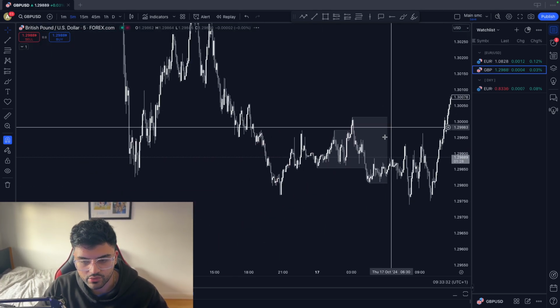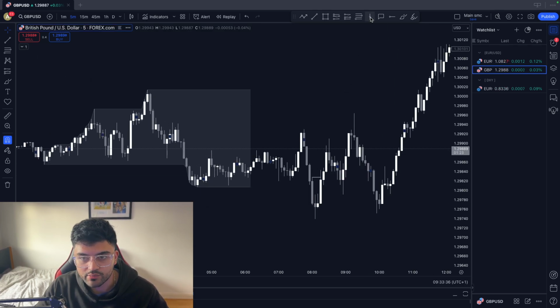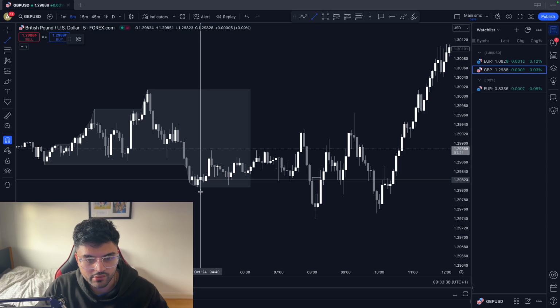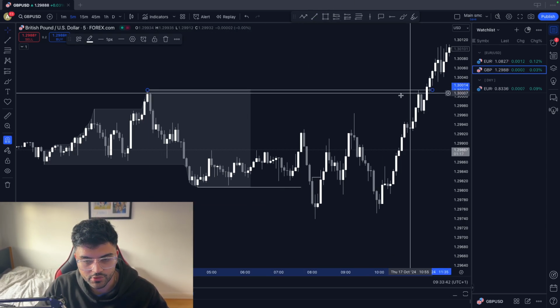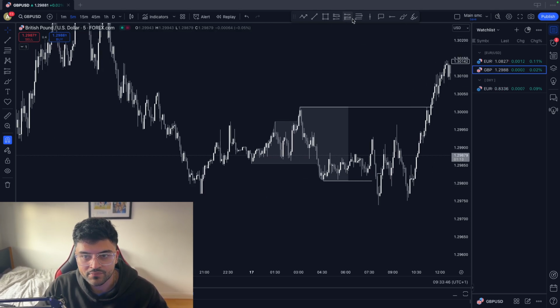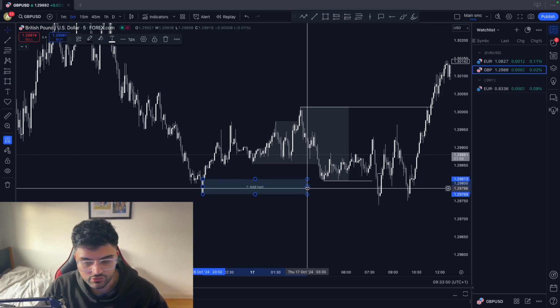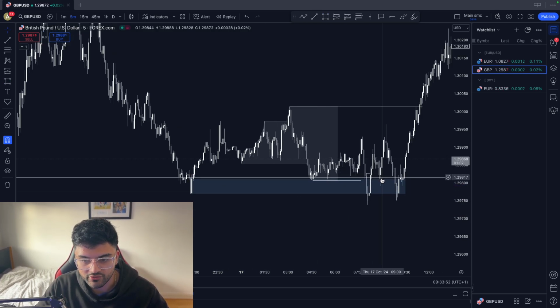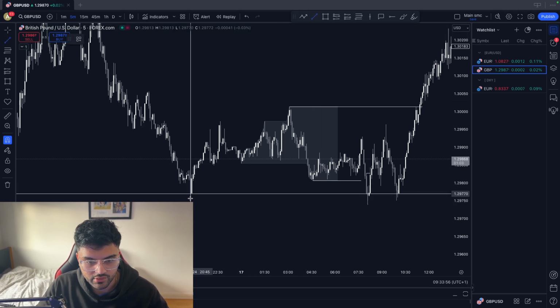Now if we go to session right here, we have two areas of interest. We have the Asian low and we have the Asian high. These are my two areas which I'm looking for before my session starts. That's one. Now two, we have a lot of points of interest right here to trade off, but also we have resting liquidity right there.